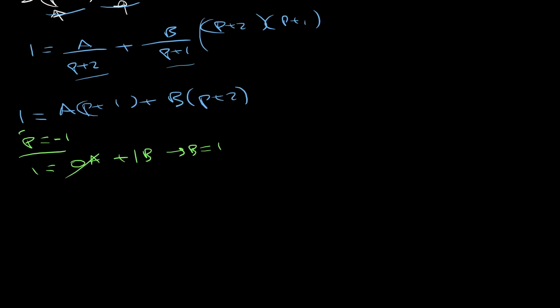And for the other one, let's do it in a different color. So if p is equal to minus 2, then 1 is equal to minus 2 plus 1, that's minus 1a, and then plus 0b, because it's minus 2 plus 2, so this one goes away. So a is equal to minus 1. So you have two solutions here.